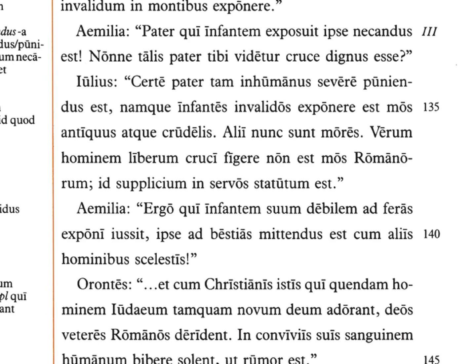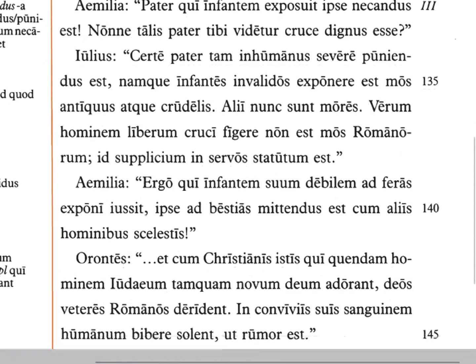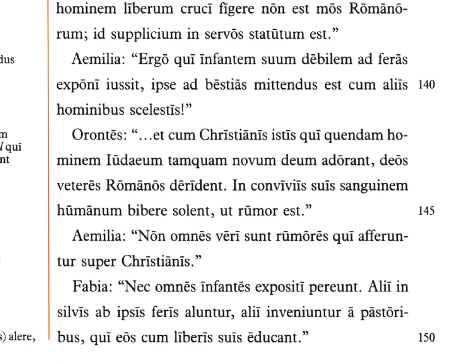All right, then Amelia says, Ergo, qui infantem suum debilem ad feras exponi iussit, ipse ad bestias mittendus est, cum aliis hominibus scelestis. Therefore, the person who has ordered his own weak baby to be exposed to wild animals, he himself must be sent to the beasts. All right, so mittendus est is another gerundive in passive periphrastic. Literally, is to be sent, thus must be sent. Along with other wicked men, cum aliis hominibus scelestis.